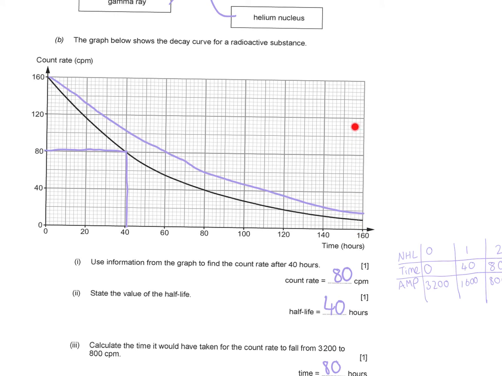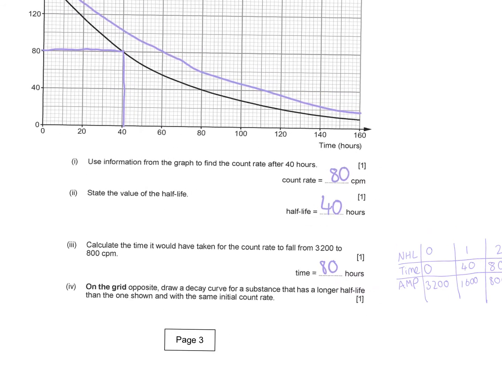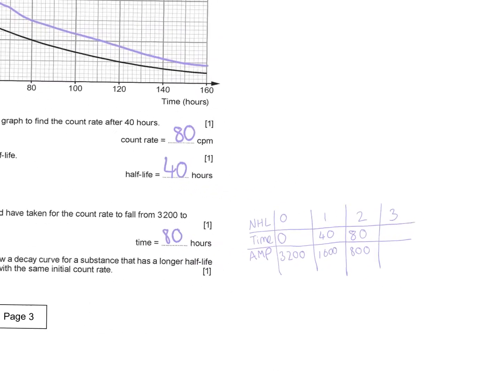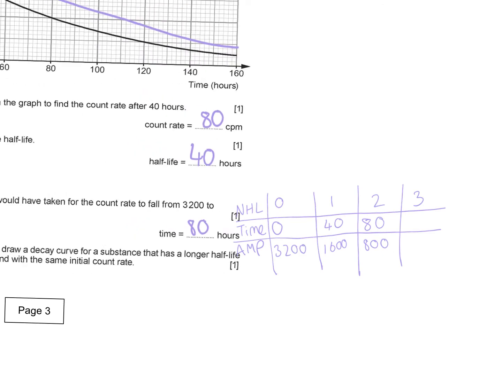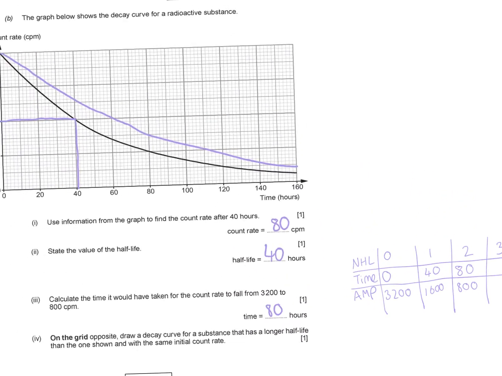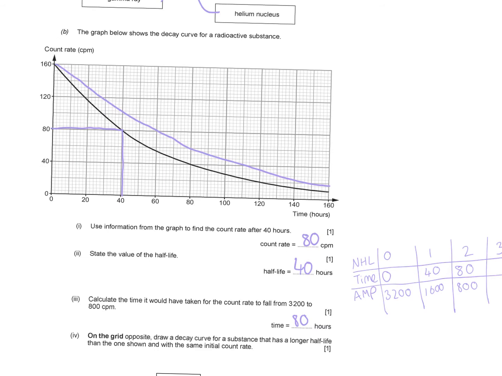Okay, and then it says calculate the time it would take for the count rate to fall from 3,000 to 800. Okay, so I did the table, number of half-lives, started at 0, the mass was that to start with, halved it, added 40 each time. Okay, so it would have taken 80 hours to get to that point. A substance has a longer half-life, so it takes longer to decay. So I just looked at this one, 40, 80 would have taken then 60, so it would have had a longer half-life.